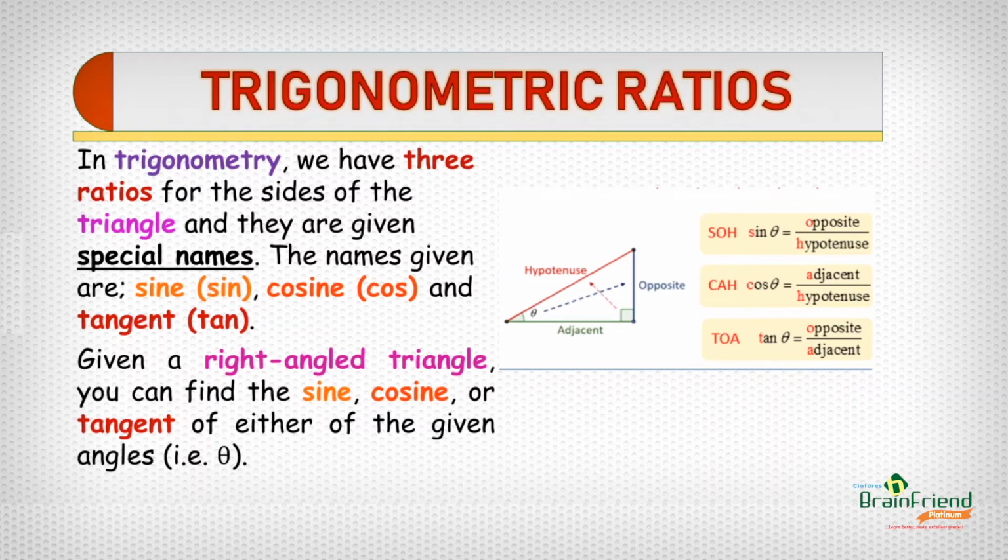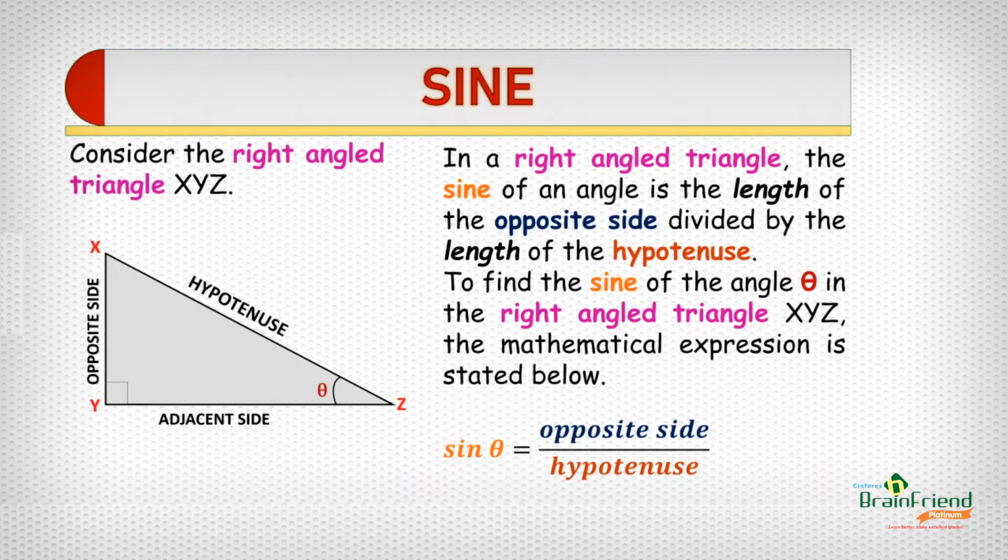Now, note that the definitions of our hypotenuse, opposite side, and adjacent side can only be used when we are working with a right angle triangle. So we always make sure that we are working with a right angle triangle before we apply the definitions of our opposite side, adjacent side, and hypotenuse, or else we will get the wrong answer. In trigonometry, we have three ratios for the sides of the triangles, and they are sine, cosine, and tangent. So when we are given a right angle triangle, we can find the sine, cosine, and tangent of any of the given angles. Let's go on as we look at sine.